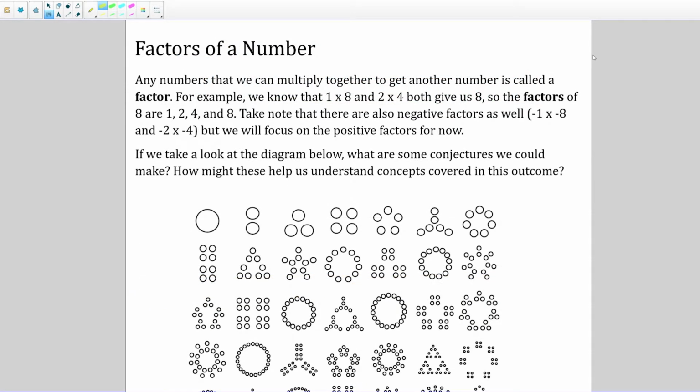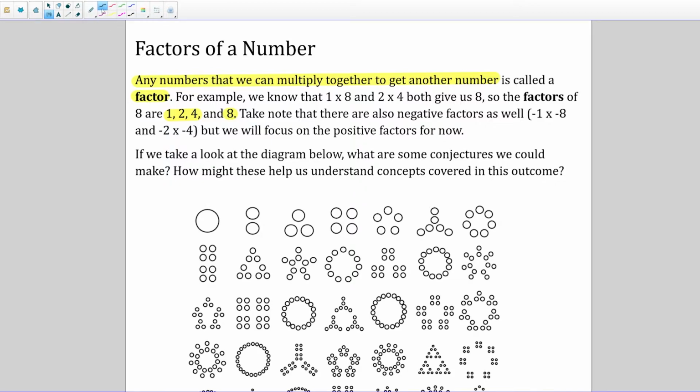Before we move on, let's go ahead and review what a factor is. A factor is really just any numbers that we can multiply together to get another number. An example that we have here: 1 times 8 and 2 times 4 both give us 8. So we would consider the factors of 8 as being 1, 2, 4, and 8.